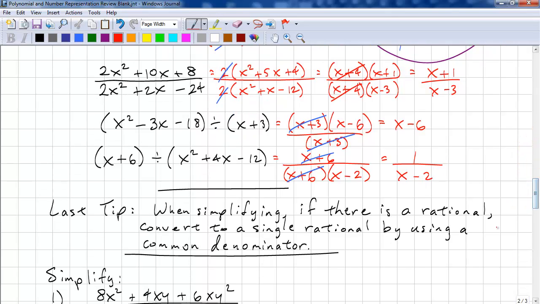And the last tip is when we're simplifying, if there's a rational and other terms, then you need to convert to a single rational by using a common denominator. And if you're having trouble solving, you can watch the video for the answer key. But that completes this review.